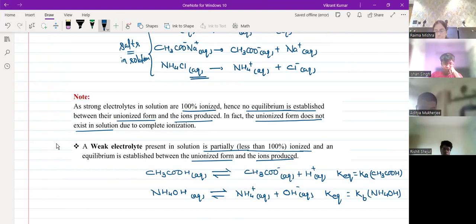Is it okay? Any doubt? तो acid के equilibrium को we call it Ka of acid, base के equilibrium को we call it Kb of base. Greater the value of Ka of acid, more will be its acidic strength. Greater the value of Kb of a base, more will be its basic strength. Okay. Any doubt up to this point?